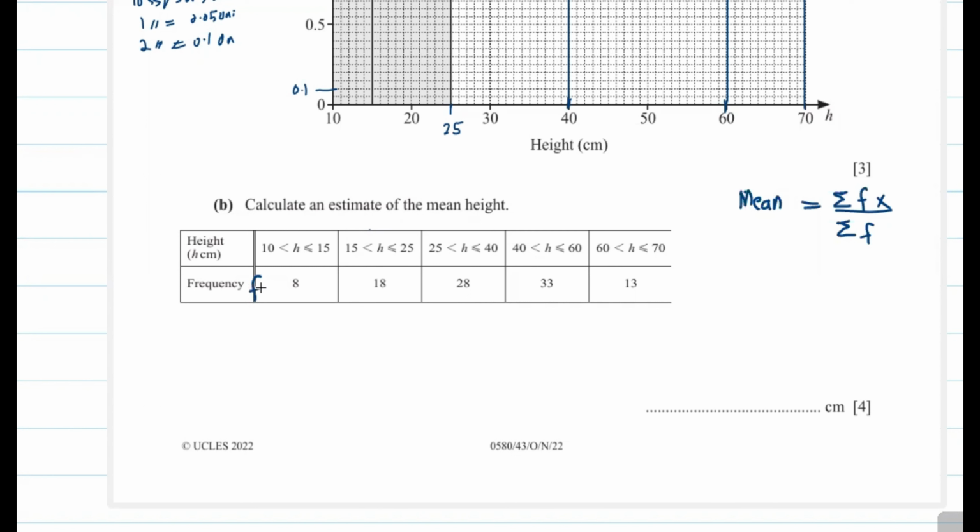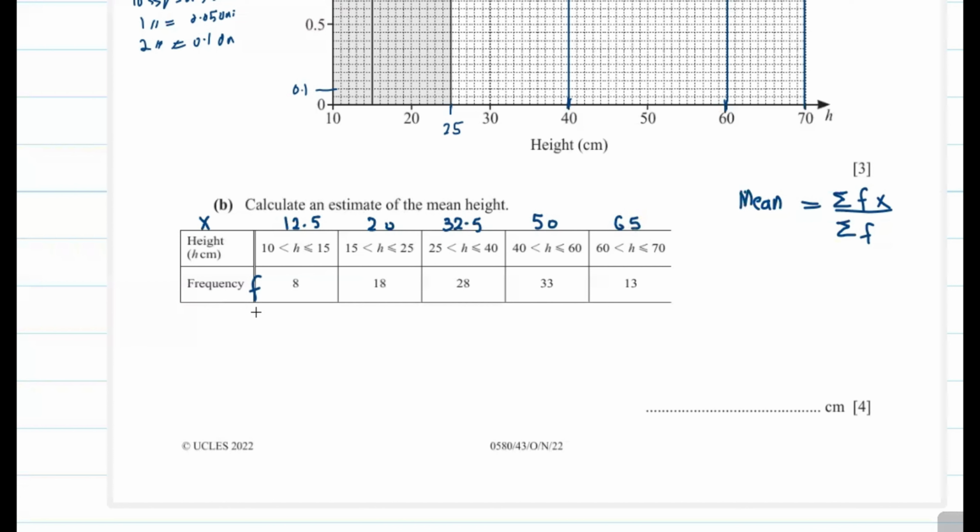Now you see here, this is f. And to find x, x is the class mark. And class mark is the middle value of this interval. 10 to 15, the middle value will be 12.5. And 15 to 25, the middle value will be 20. And 25 to 40, the middle value will be 32.5. And 40 to 60, the middle value will be 50. And 60 to 75, the middle value will be 65.